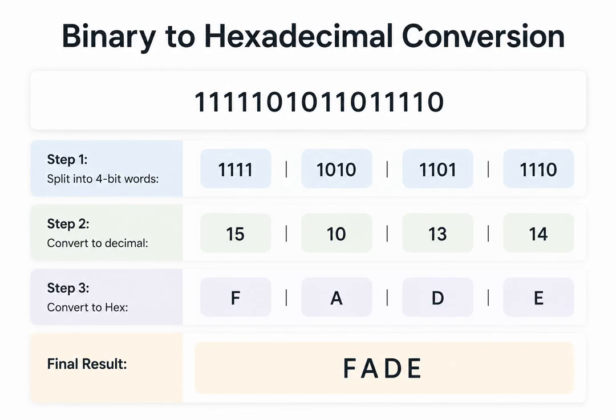Converting a long binary string to hex is easy. First, split the binary number into groups of 4 bits, starting from the right. Next, convert each 4-bit group into its decimal equivalent. Finally, swap any decimal number from 10 to 15 with its corresponding hex letter. Our long binary string simply becomes the hex word FADE.